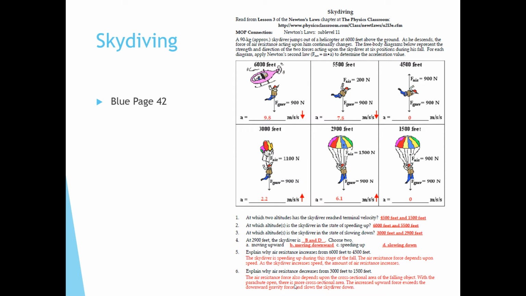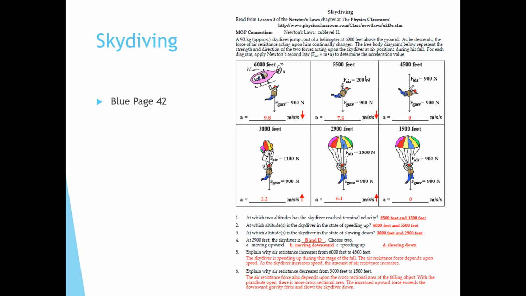They're using 9.8 meters per second squared. We are fine using this as 10 because we've been using 10, so that's fine with me. So up here, right when he jumps out, he has 900 newtons down, so his acceleration is 900 newtons divided by 90 kilograms, so you would get 10, and you can use 10.